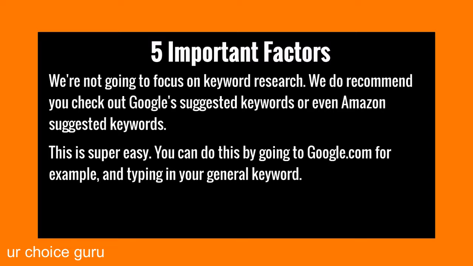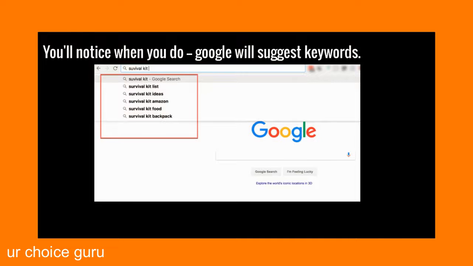So here's what I want you to do. You can do this by going to google.com, for example, and typing in a general keyword. So you'll notice that when you do, Google will suggest keywords. Now, in order for the keywords to appear in the suggested box, that means that there's a ton of people that are searching for those keywords. So in other words, there's a high volume of people searching.